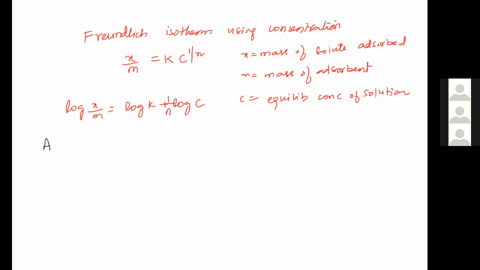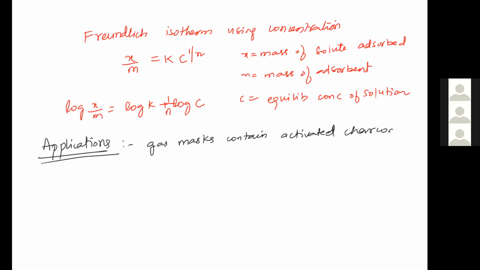Last are the applications of adsorption. What are the applications? Gas masks that we use in different chemical industries contain activated charcoal as adsorbent to remove poisonous and toxic gases and purify the air.